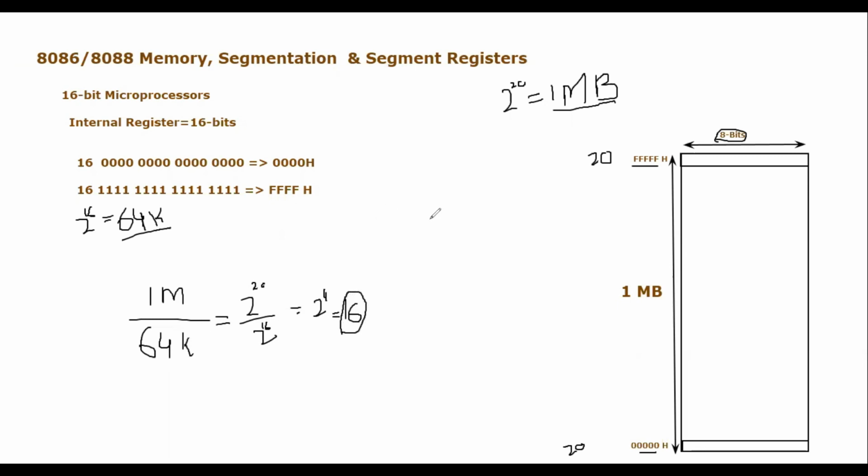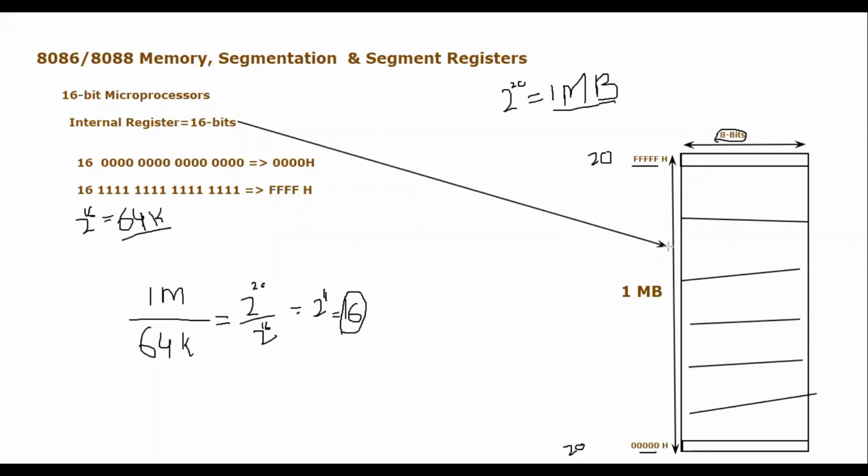So instead of using this complete memory at once, we can divide it into various segments, right? So there will be a number of segments formed, and that number would be 16. Each segment would be able to store 64 kilo locations, and this individual segment can easily be handled using this internal register, right? So a single internal register can easily handle this 64 kilo size, or 64 kilo locations. That is why this segmentation is done.